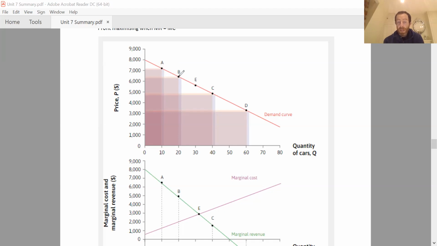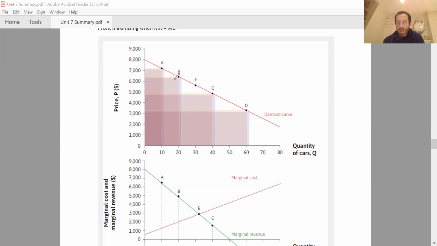So say we're at point B. Point B is 20 cars, so let's work out the total revenue there, which would be this pink rectangle. Then let's work out the total revenue if you move to 21. And that's going to be this blue rectangle. And so we could work out the difference between those.